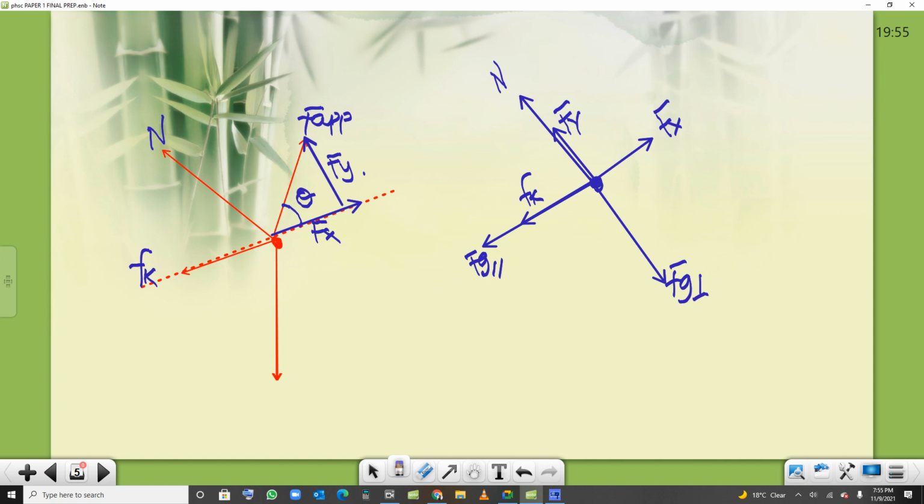Now, I told you that the one that is opposite, what do we use? Sine. So, Fy here will be what? F sine of the angle. It means my Fy is F sine of the angle. What will Fx be? Cos of the angle. What is your Fg parallel? Fg parallel, what's the formula?